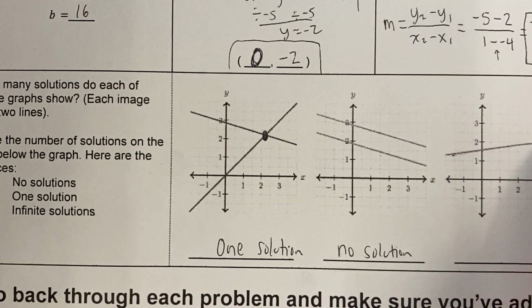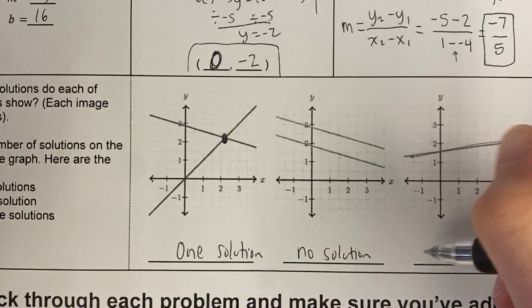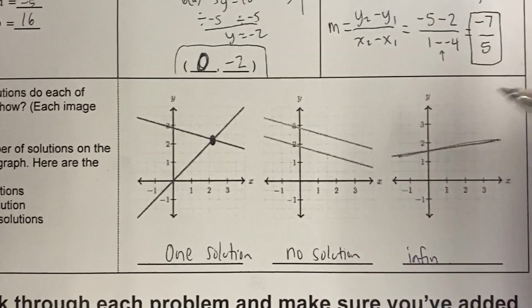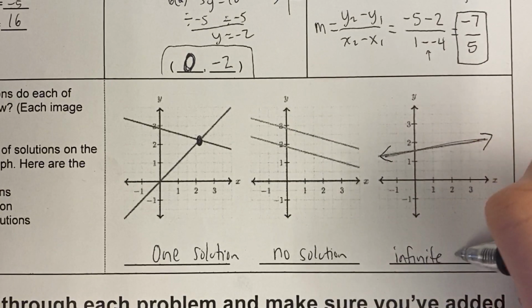And this, look, it says each image has 2 lines. So this is a line and another line sitting on top of it. Where do they meet? They meet everywhere, right? They meet all along the whole line forever and ever this way and forever and ever this way. That's called infinite solutions.